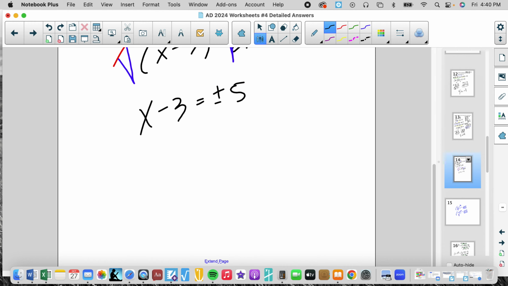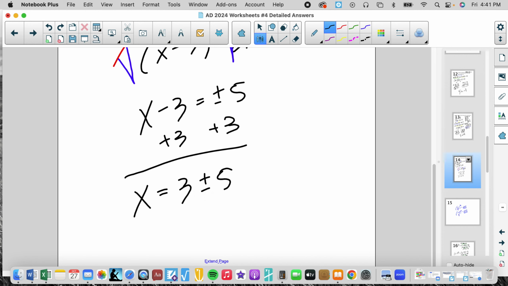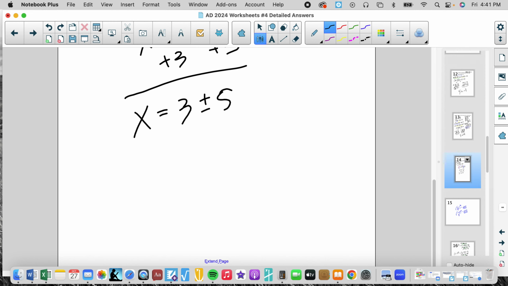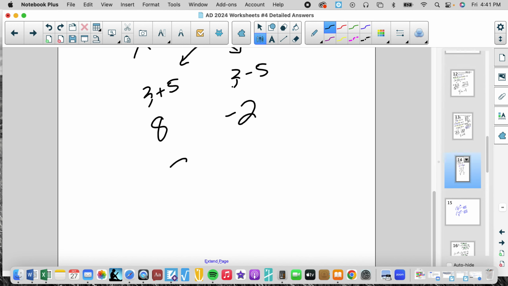I'm going to solve for the variable. I'm going to add 3 to both sides. Now, slow down. That says 3 plus or minus 5, so we need to understand what that means. It means it can either be 3 plus 5, or it can be 3 minus 5. 3 plus 5 is 8. 3 minus 5 is negative 2. Oh my goodness! Those are the same solutions.